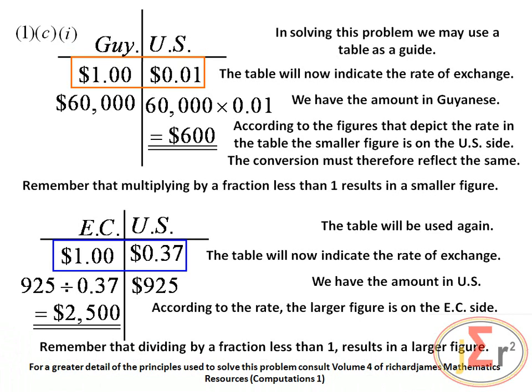And of course, there's no harm in getting the incorrect answer. Say for argument's sake, we want a larger figure on this side, and you just go straight ahead and multiply by 0.37. That happens all the time. But take a good look at the result that you get. According to the information that we have up here, the number that we have over on the EC side should always be a larger figure. So if you go through a process and you get a smaller figure, it means that something is wrong.